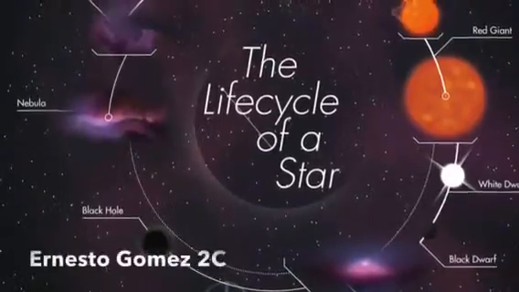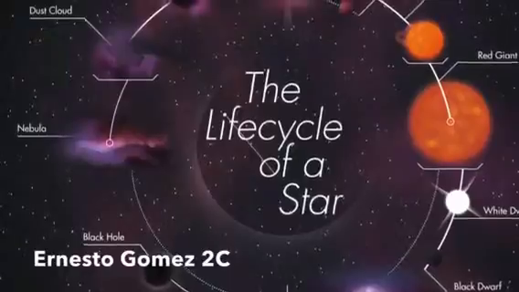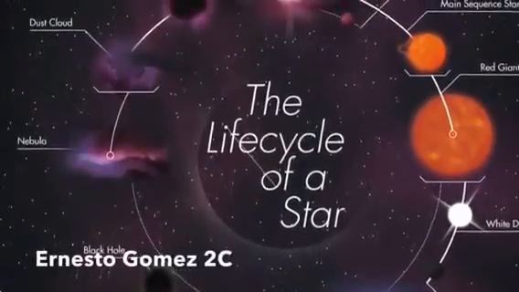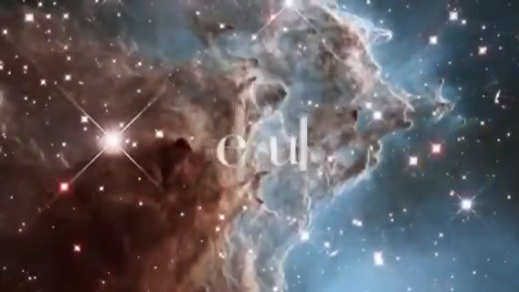The life cycle of a star. The star cycle, or life cycle of a star, refers to the different stages a star goes through during its existence. Our story begins in the nebula.